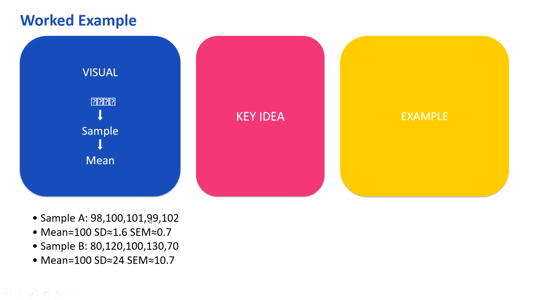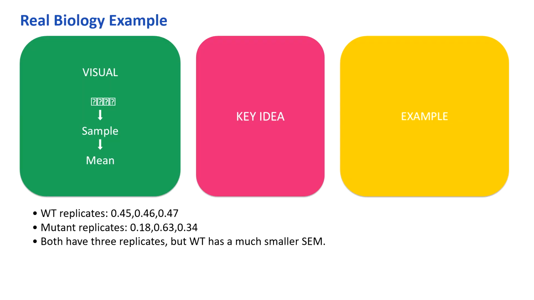Now let's apply this concept to a real biological experiment. Imagine we are measuring the preference index for fruit flies, and the wild type experiment produced almost identical averages, giving us a smaller SEM. Then the mutant experiments vary much more from replicate to replicate, producing a larger SEM. So what exactly this tells us is that the wild type mean is estimated more precisely, and this naturally brings us to the error bars.